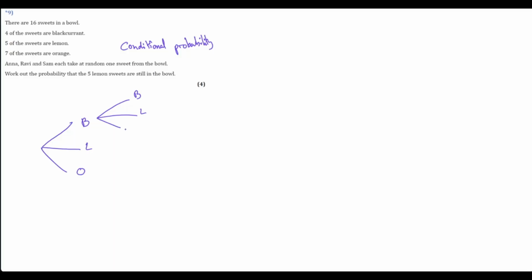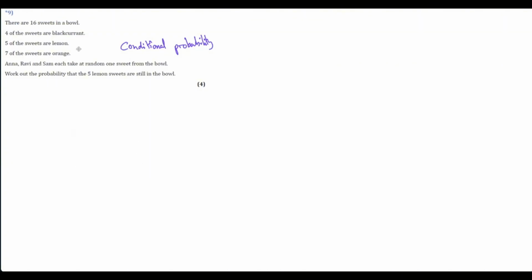I can pick another blackcurrant again, but the probability will go down. So blackcurrant is going to be 4 out of 16. Now, if I pick a blackcurrant again, there's 1 less sweet in total, but there's also 1 less blackcurrant, so it'll be 3 out of 15. Now, you could do a tree diagram like this. That would be perfectly valid.